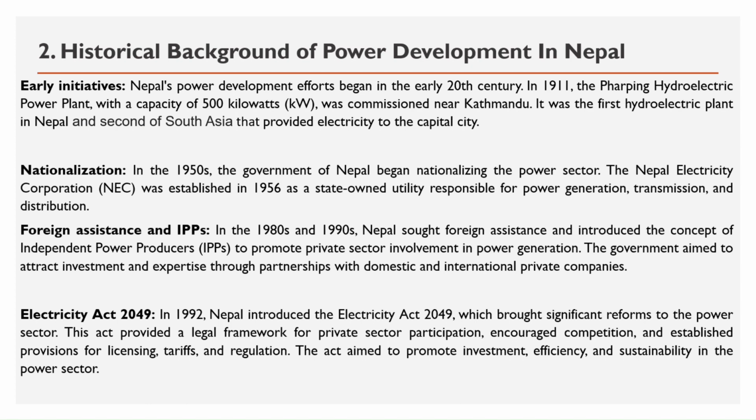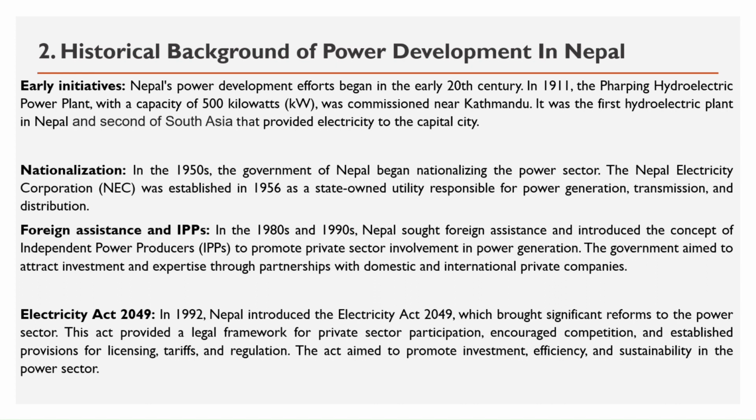Nationalization. In the 1950s, the government of Nepal began nationalizing the power sector. The Nepal Electricity Corporation (NEC) was established in 1956 as a state-owned utility responsible for power generation, transmission and distribution. Foreign assistance and IPPs. In the 1980s and 1990s, Nepal sought foreign assistance and introduced the concept of independent power producers (IPPs) to promote private sector involvement in power generation. The government aimed to attract investment and expertise through partnerships with domestic and international private companies.